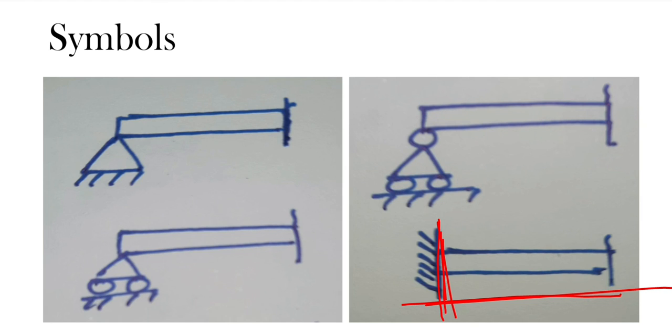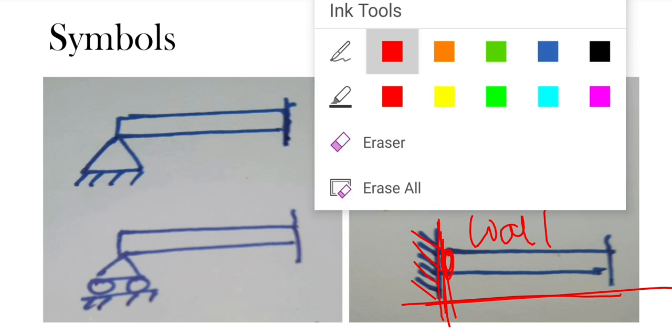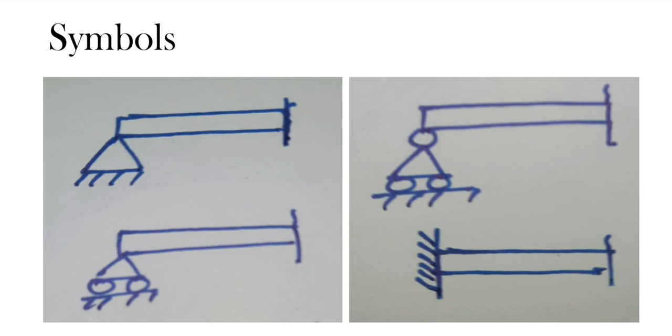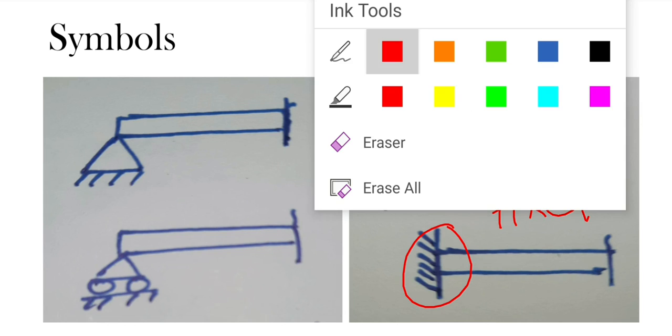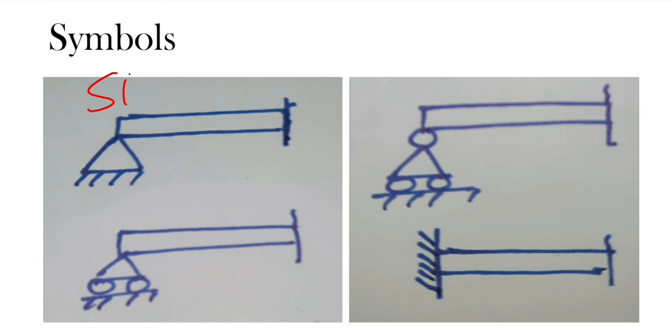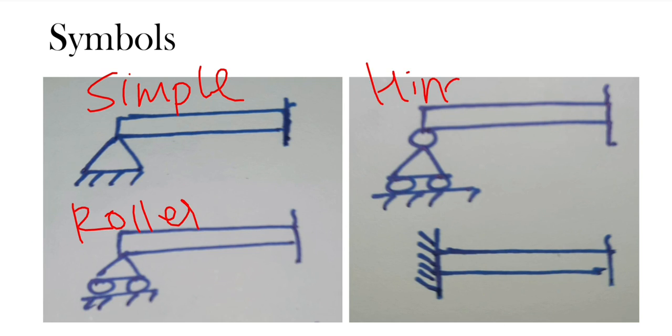And now the last symbol, this symbol. Here a part of the beam is attached to a rigid plane, or we can say it is attached to a wall. And when a beam is attached to a wall, we call it a fixed support. Okay, these are the four symbols. Let's revise. This is the simple support, this is the roller support, this is the hinge support, and last this is the fixed support. Okay, that's all for this lecture.